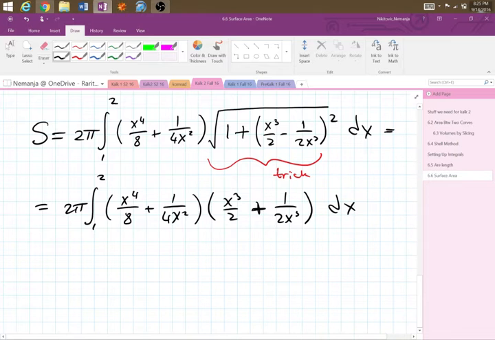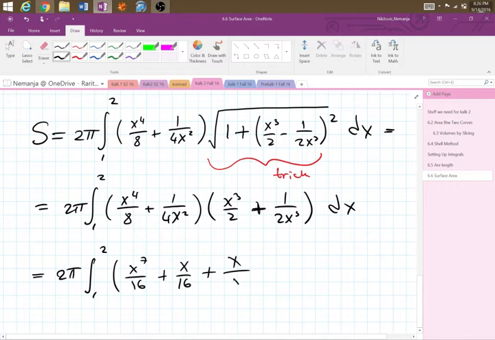Now the only way to integrate this is to actually distribute these, so FOIL, 2 pi, 1 to 2, x to the 7 over 16 times x to the 4th, x over 16, right? x to the 4th cancels x to the 3, that's x over 16, good. Now 1 over 4 cancels x squared, so plus x over 8, x over 8, and then the last one is 1 over 8x to the 5.